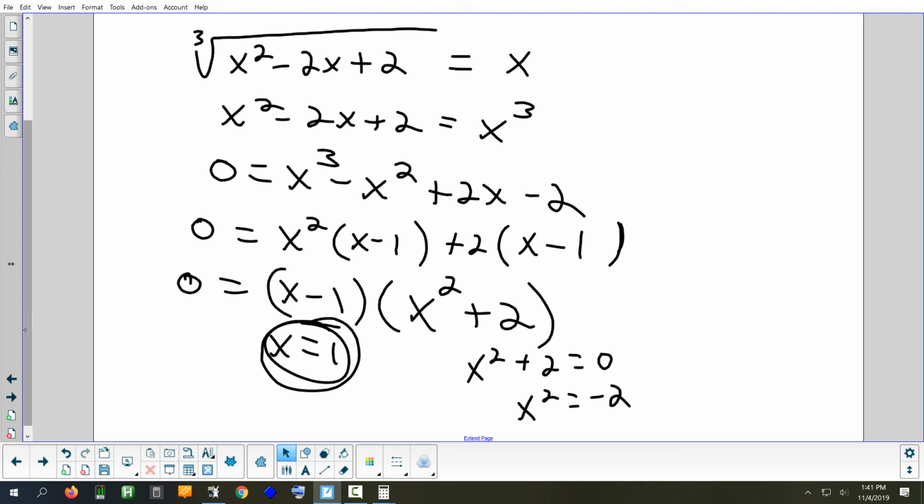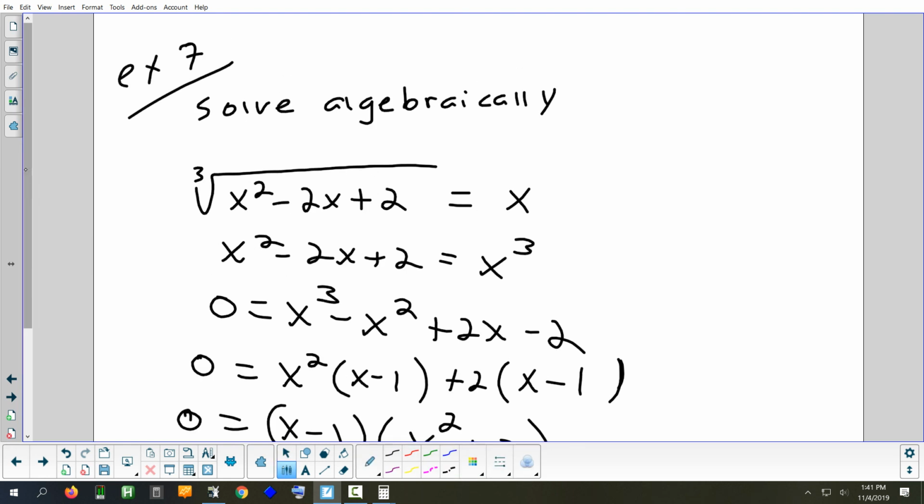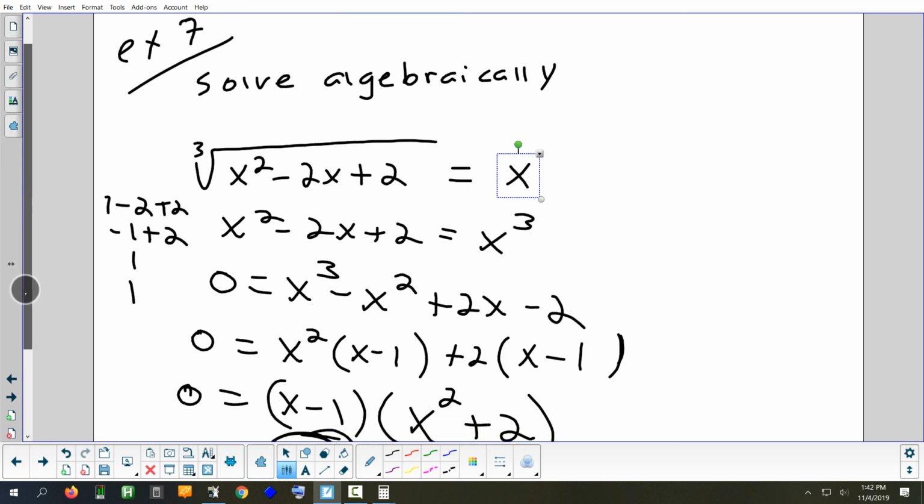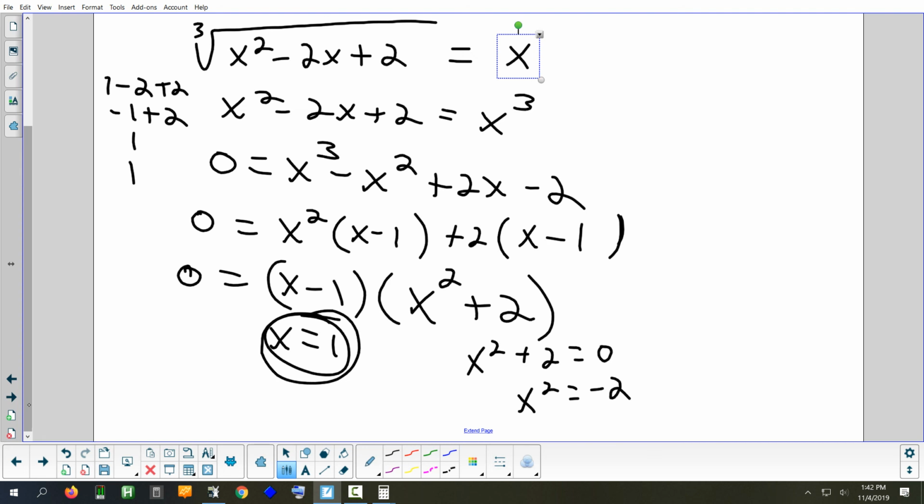We're just going to make sure that it works. What's 1 squared? 1. 2 times 1? 2, negative 2. And then plus 2. 1 minus 2 is negative 1, plus 2 is 1. And we plugged in 1, so 1 equals 1. Yep, it works. So if you wanted to graph this, you could put what's on the left in y1, what's on the right in y2, and see where they cross.